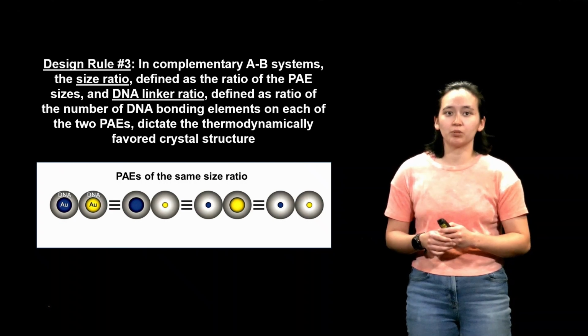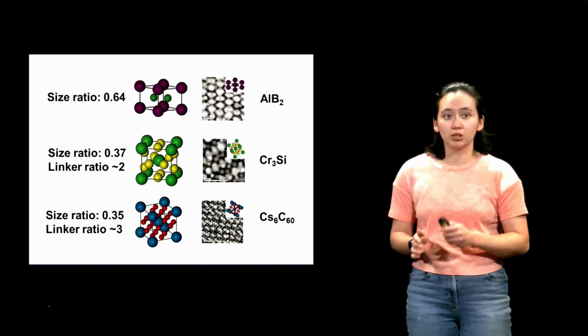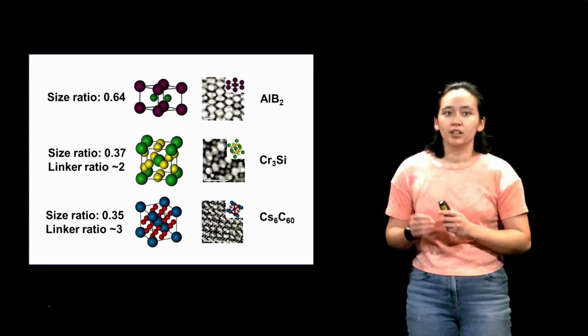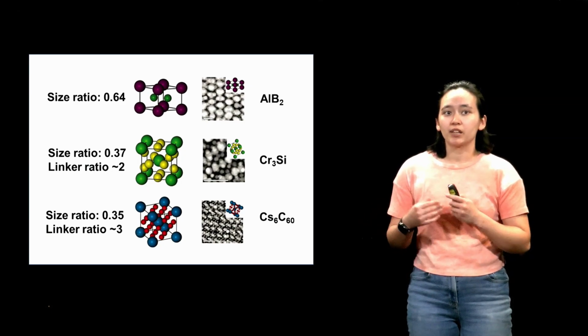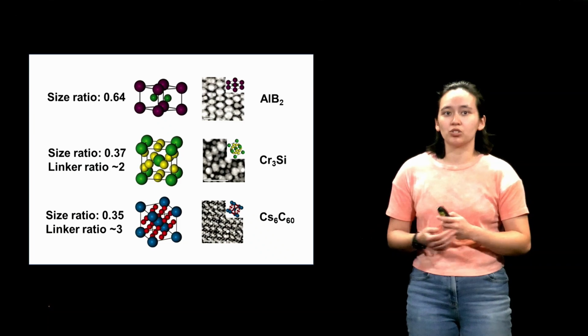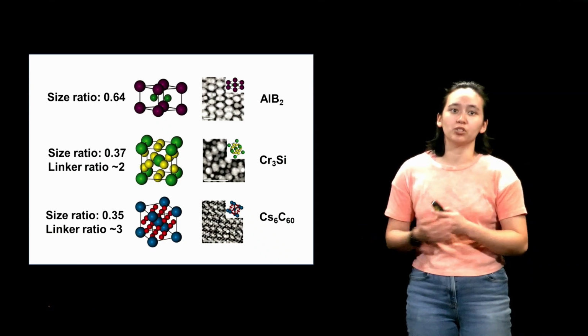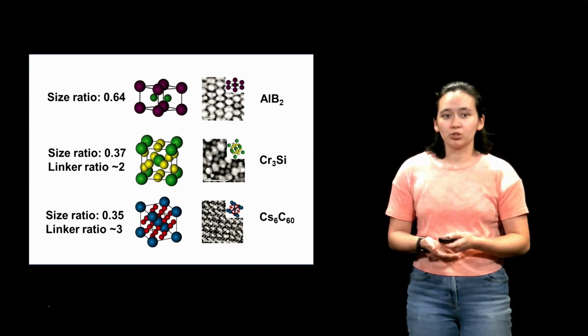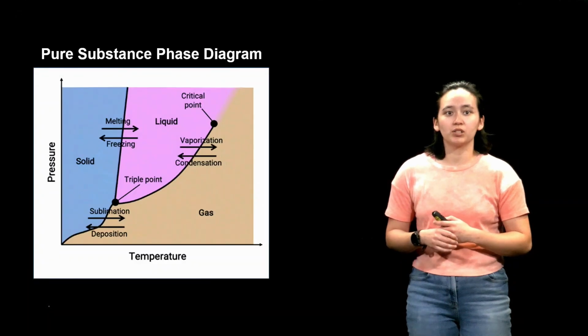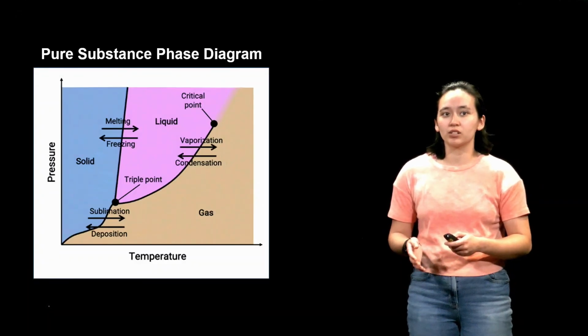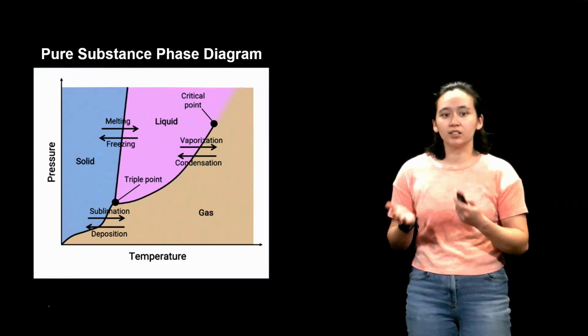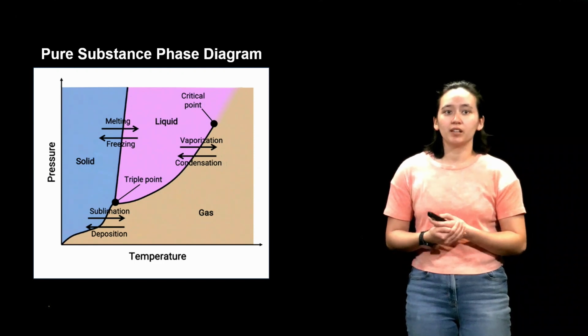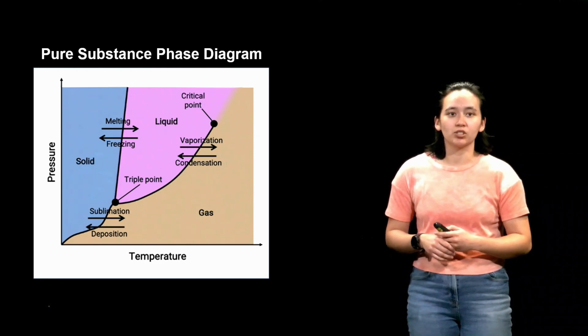And that is because these parameters are important for dictating the stability of the resulting crystal. The size ratio impacts particle packing, and the linker ratio affects DNA bond formation. In general chemistry, we use phase diagrams to illustrate how a molecular species will exist in either the solid, liquid, or gas phase, depending on temperature and pressure conditions.